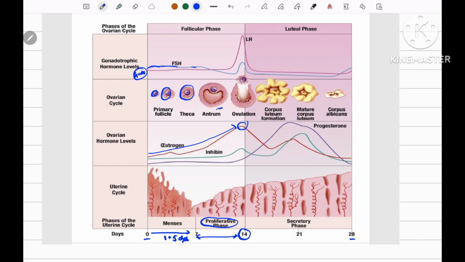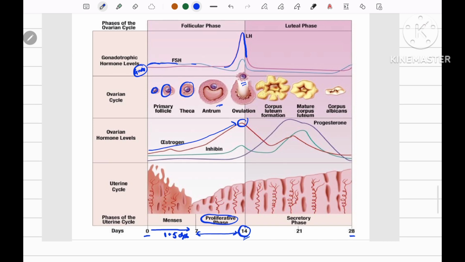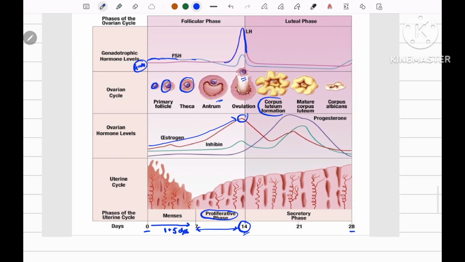At this peak, what happens? The production of LH is increased. When LH production is increased, the ovulation occurs. This is ovulation, and after the release of the oocyte, the remnant of the follicle we term the corpus luteum. Now this corpus luteum starts to increase the production of progesterone.